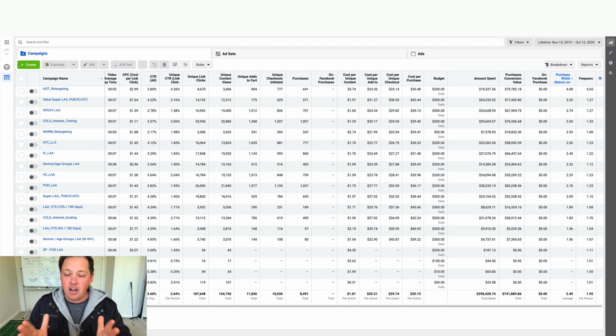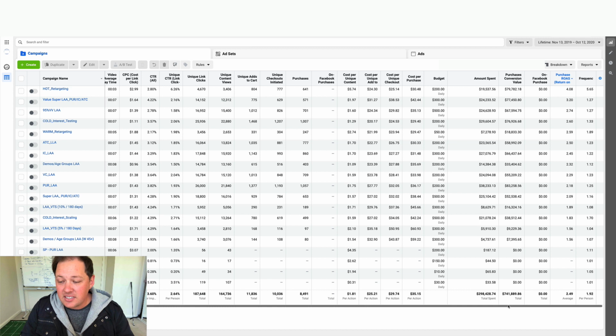So this is the lifetime of this one ad account. This is a single ad account, and this is the lifetime view. It's been running for just under 12 months, so not super long, but also not super short either. We can see here the total spend is pretty much $300,000, $298,000, and it's brought back in $741,889.86. So it spent $300,000 and brought back in $740,000.